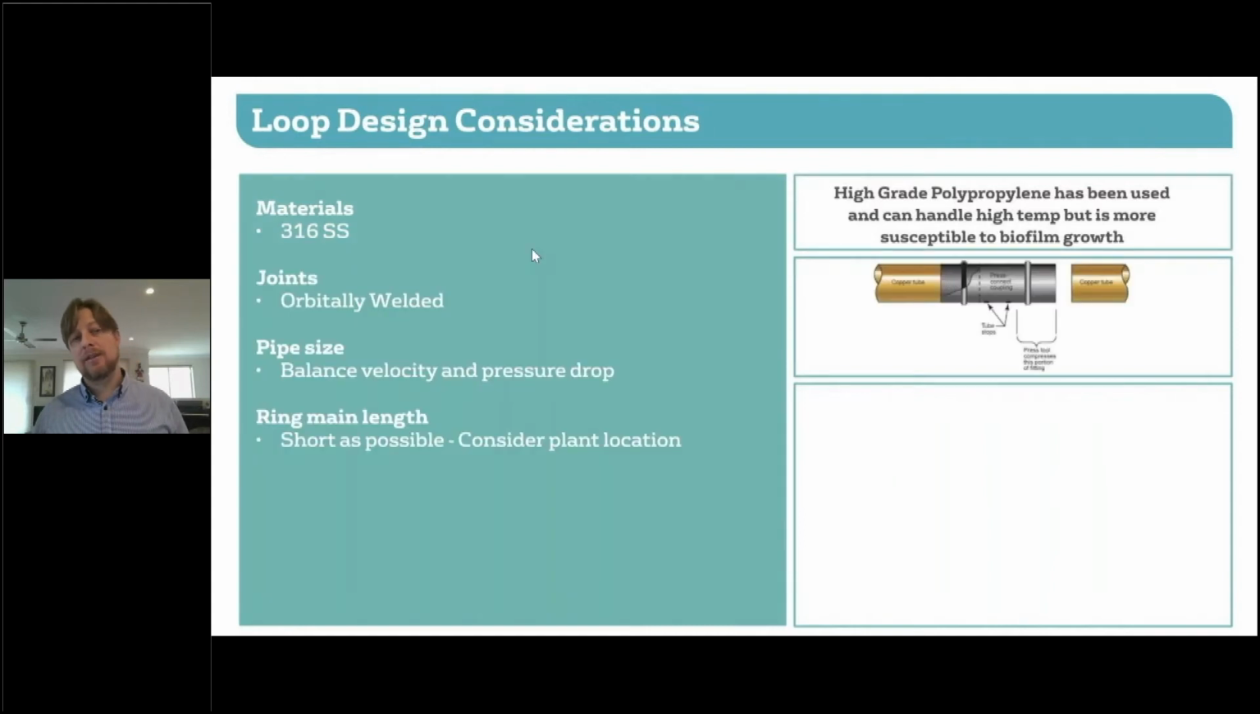Joints are another big thing. Really, we recommend that joints be orbitally welded. There are a lot of press fit solutions being installed and discussed. The risk with press fit is, as you can see here, this is a copper drawing, but it's the same with stainless steel. You slide the tube into your connection through an O-ring. What that means is you've got an overlap here, which is out of the flow of the water, and so that's a perfect spot for bacteria to settle and start a little colony.